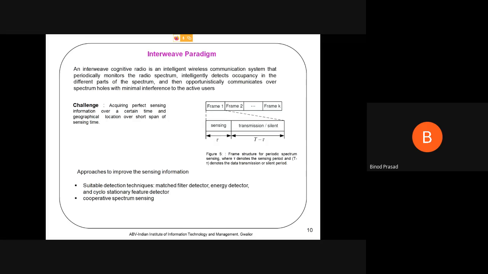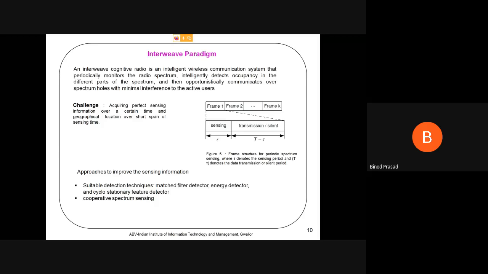Now, this is one of the schemes that I have discussed. There is another scheme called the interweave paradigm, or interweave approach. In this case, the CR user will sense the given band. Suppose a given band is there and a cognitive user wants to utilize that band. It will first sense that band. After sensing, if it finds that the band is vacant, then it is going to utilize that band.